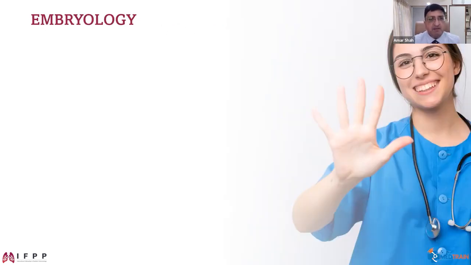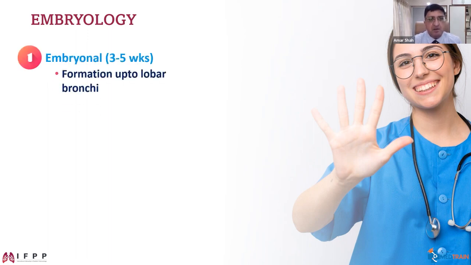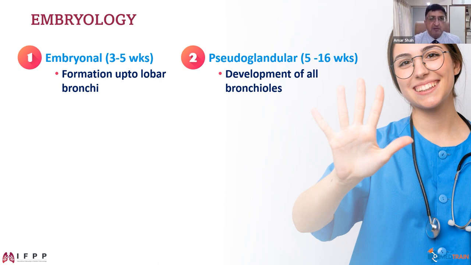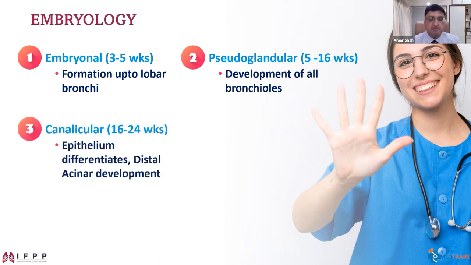So let's come to the embryology. The lung basically develops in 5 stages. It starts as early as the 3rd week of intrauterine life, with the embryonal phase, in which formation takes place up to the lower bronchi level. The next is the pseudoglandular phase, between 5 and 16 weeks, when the development of all the bronchioles takes place. Then comes the canalicular phase, between 16 and 24 weeks, where the epithelium differentiates and distal acinar development takes place.